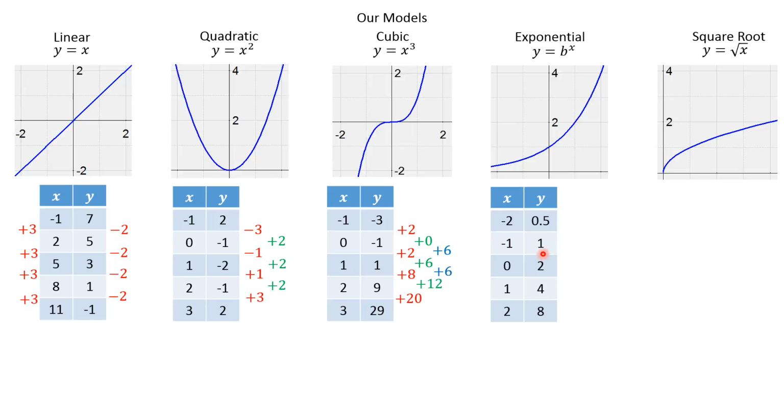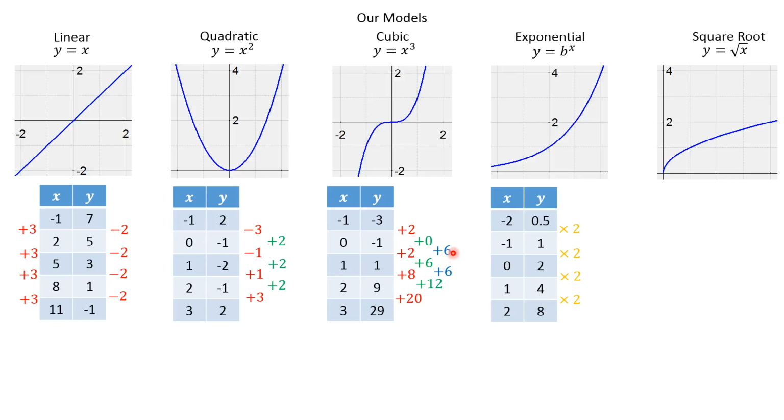Exponential's a little bit different. Our x values still have to be going up by the same amount, but now instead of adding to get from one to the next, we're going to multiply. Times 2, times 2, times 2, times 2. And that makes it exponential. It's the common ratio instead of the differences.